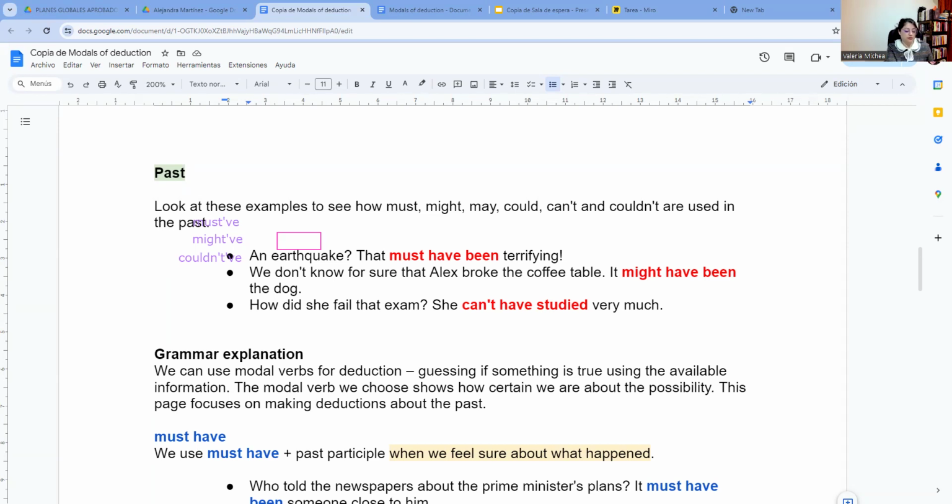The same happens with number 4. What do we have? Must have. So we must have gone. We must have gone. Must have gone. Same idea.